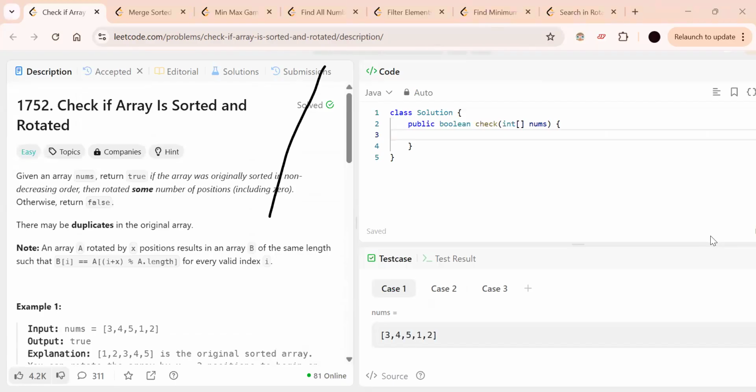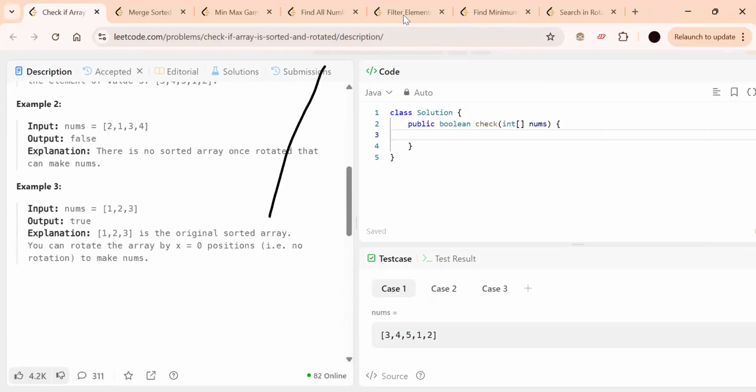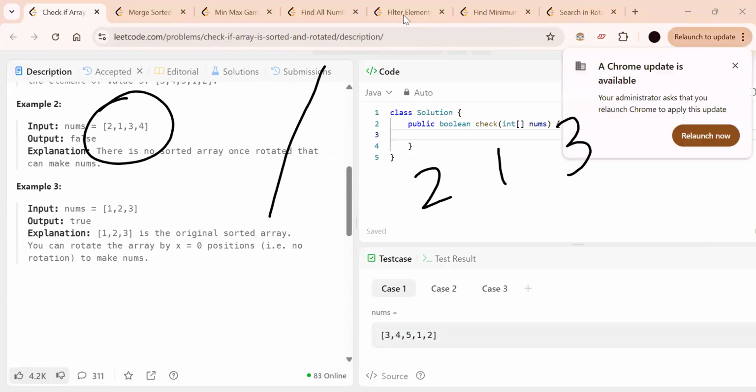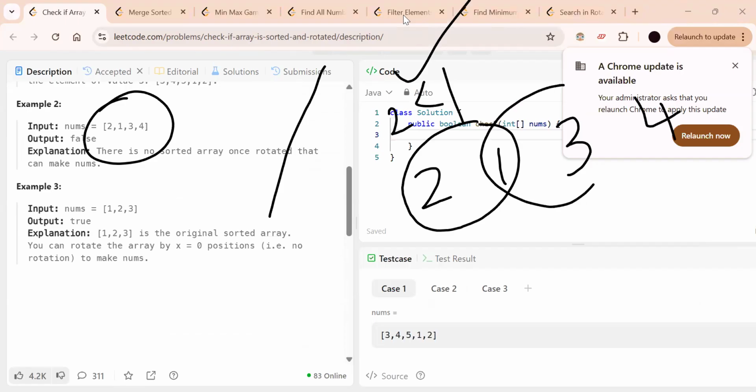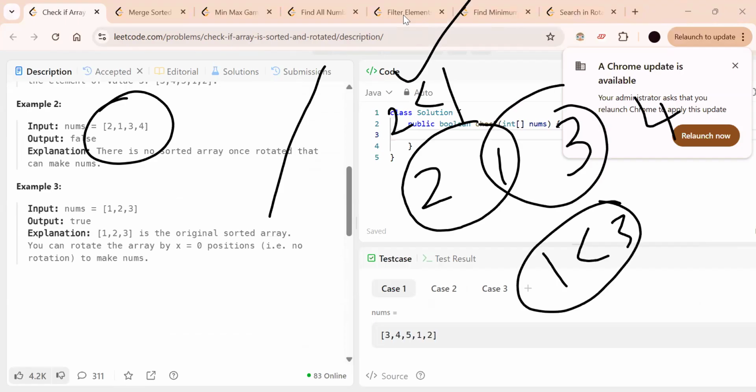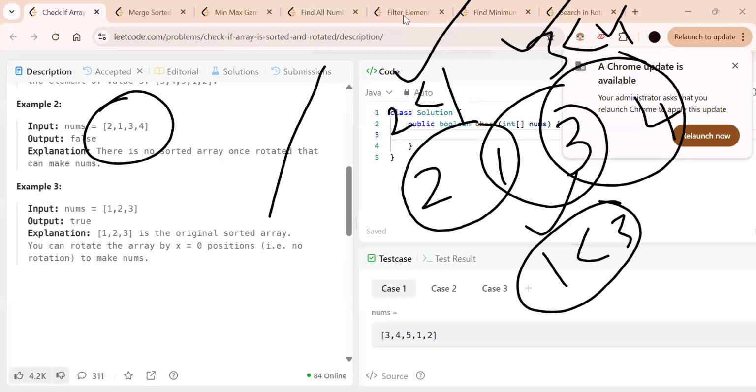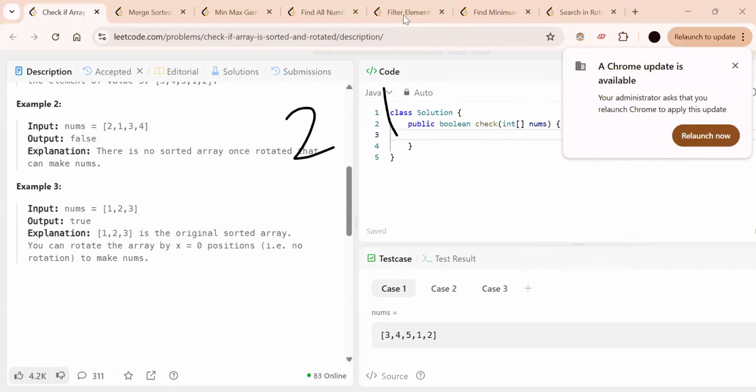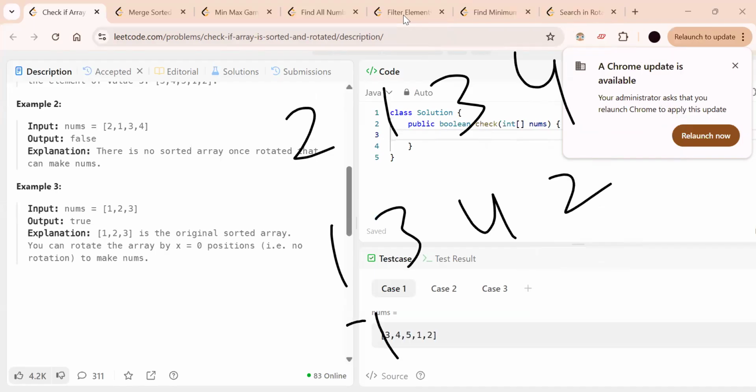Let's take one more example they have given. 2, 1, 3, 4. Now, if you observe, first pair, 2 less than 1, true. Next pair, 1 less than 3, true. Next pair, 3 less than 4, true. But is this a sorted array? If you rotate it by any number of times, let's say 2, 1, 3, 4, let's rotate it back: 1, 3, 4, 2.